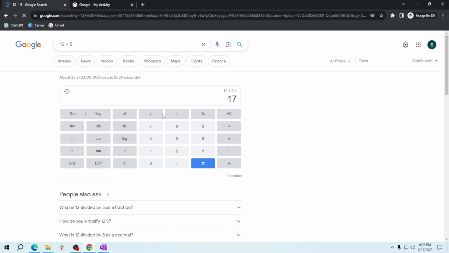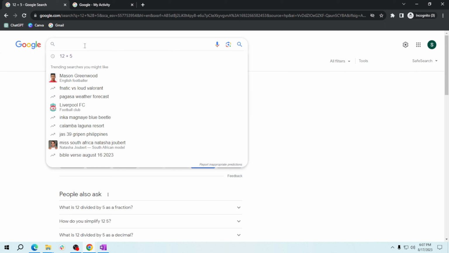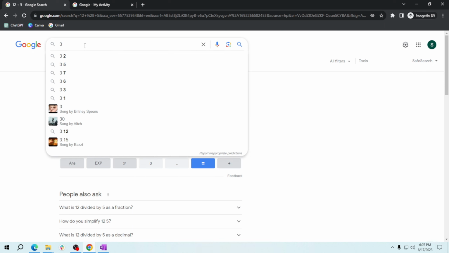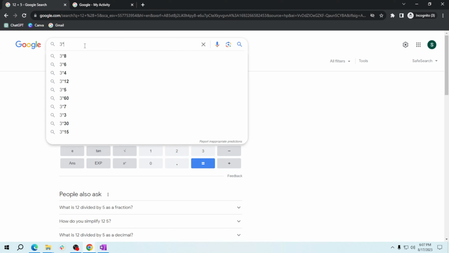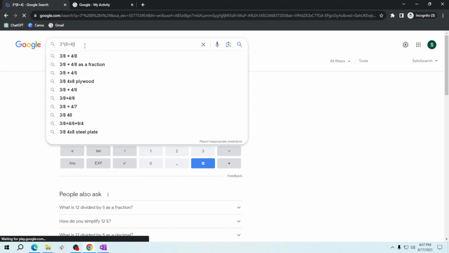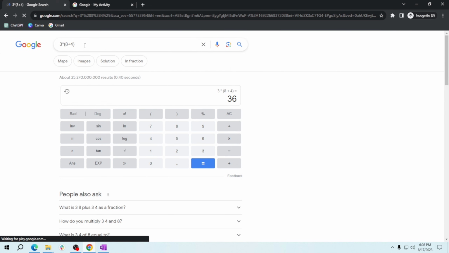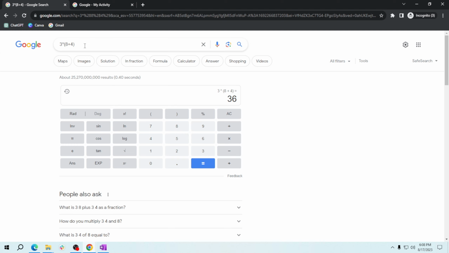Now let's try an equation with parentheses. So let's try this one. Three multiplied by, and then we insert parentheses here. 8 plus 4, for example. And then press enter. Google will solve the equation giving you the result 36.